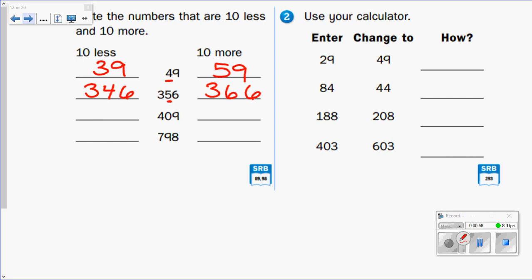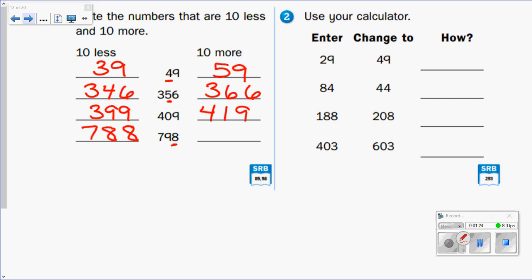With 490, a little bit tricky. Okay, you're going to go back 10, which would take us to 399, and here we're just going to go up 10. So here the hundreds stay the same, you're going to add a 10, and the ones stay the same. 798, the hundreds stay the same, go back 10, and the ones stay the same.